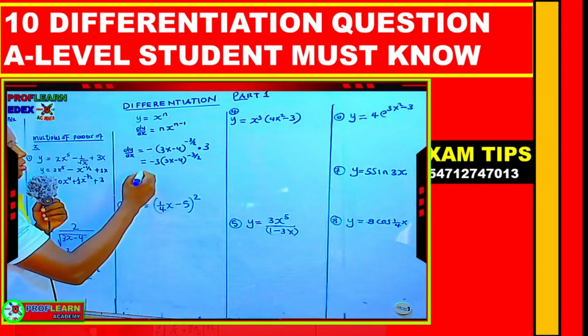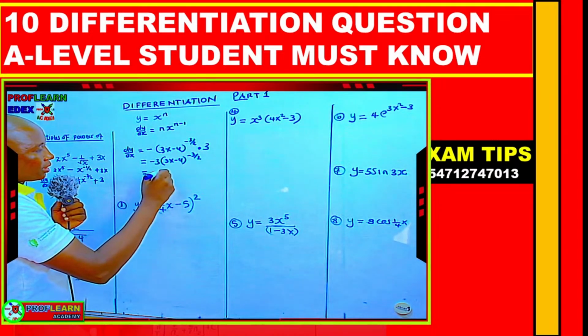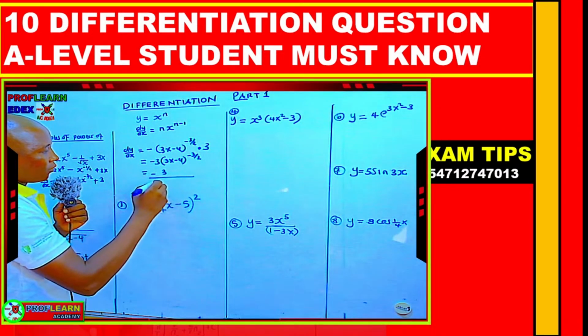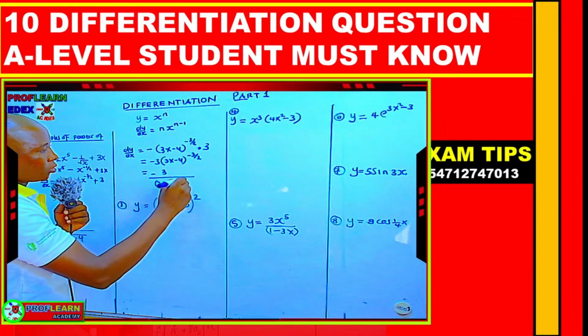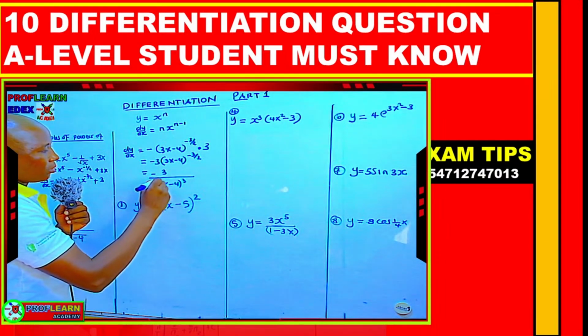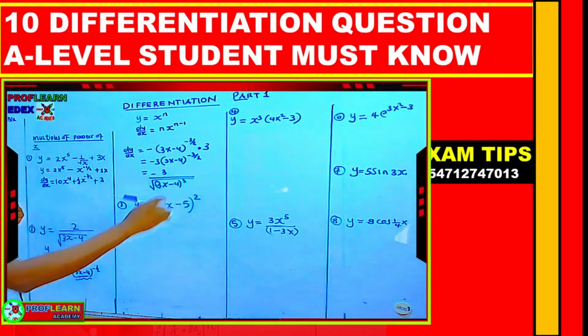By any chance, you can also write this answer as negative 3 over (3x minus 4) raised to power 3, then the square root. You can even write it that way.